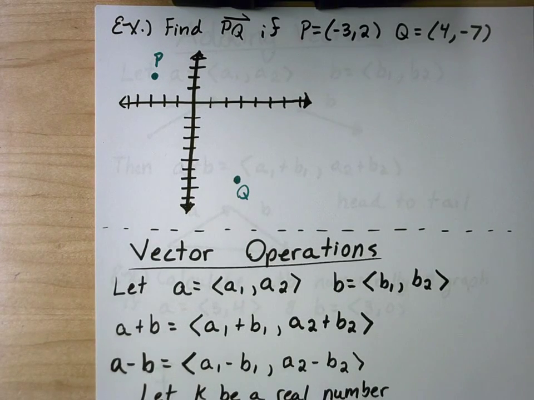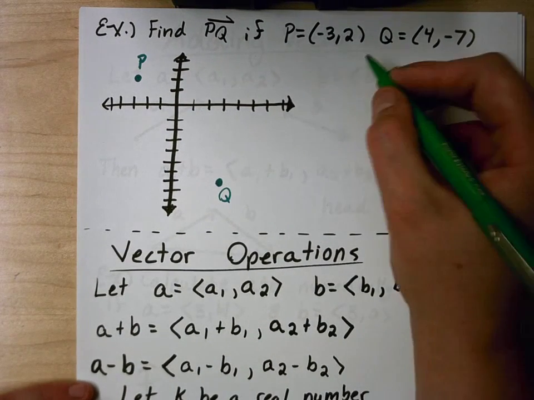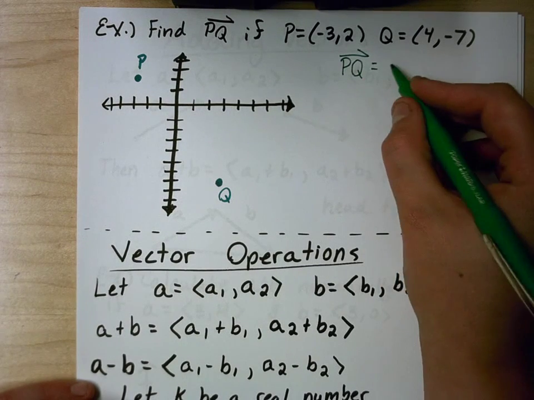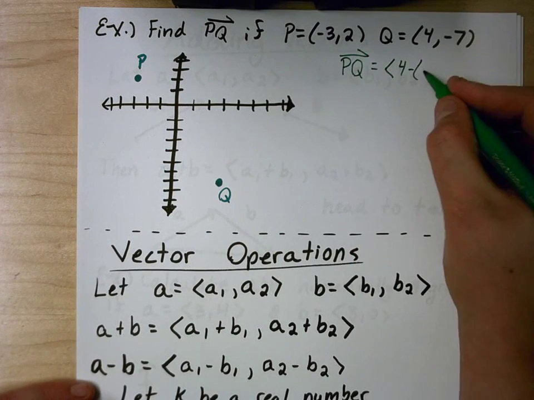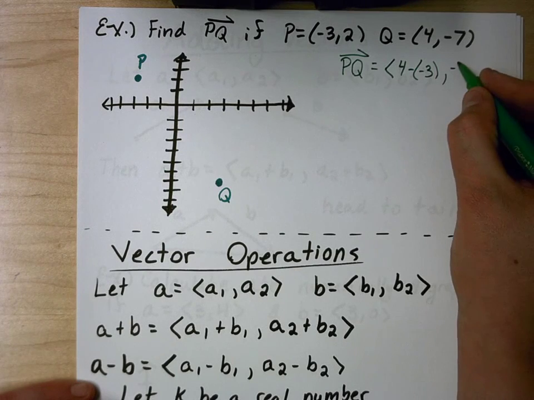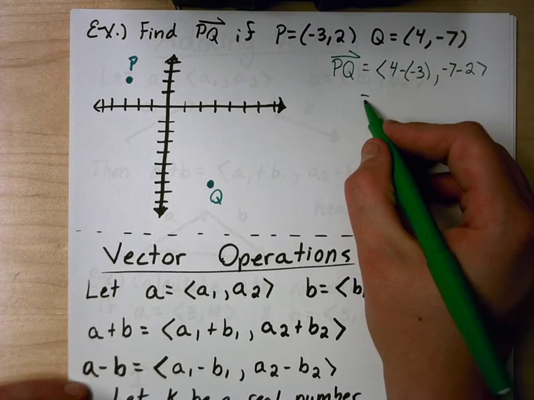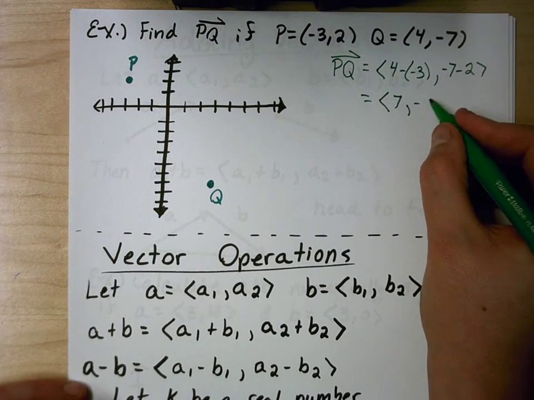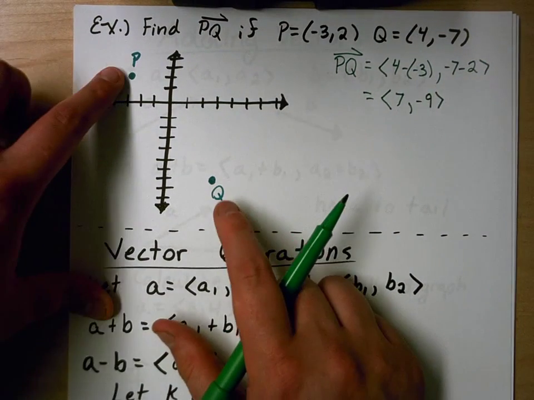So let's find PQ if P is (-3, 2) and Q is (4, -7). All right, so let's do this numerically first. So we're going to have Q1 minus P1, which is 4 minus negative 3, comma negative 7 minus 2. We do the algebra on that, and we get that our horizontal component is 7 and our vertical component is negative 9.